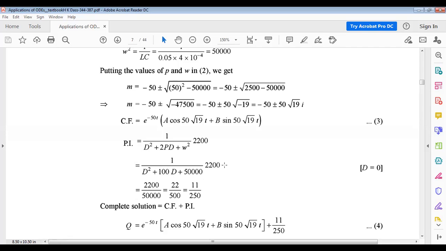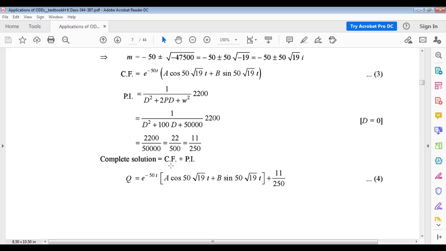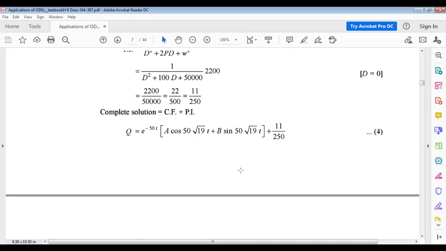So 0 is the coefficient of t, so replacing d equals to 0. So the particular integral is 11 by 250. So the complete solution, the general solution, is the complementary function plus the particular integral, that means q equals to this one.